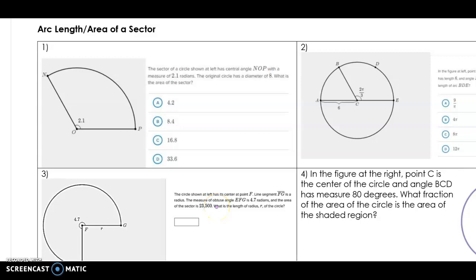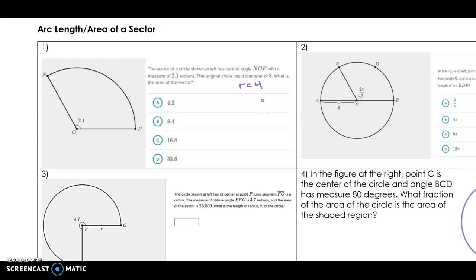Okay, let's get after this 5.1 mastery check over arc length and area of a sector. So we're looking at question 1. It tells us the sector of a circle shown at left has central angle NOP with a measure of 2.1 radians. The original circle has a diameter of 8. I know if I'm talking about these type of problems, the radius is really what I need. And so if the diameter is 8, the radius is 4. What is the area of the sector?